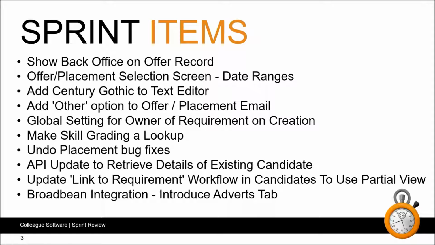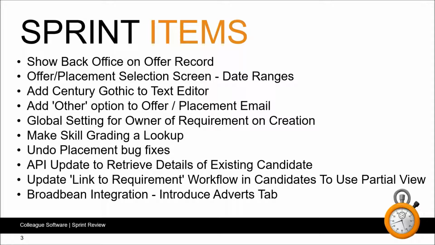Our API has been updated so that there's now a control for retrieving existing details from an existing candidate record. We've updated the link to requirement workflow against the candidate record so that this uses a partial view. This will include the ability to define whether you wish the candidate to be longlisted or shortlisted against the requirement. And we've started work on an adverts tab to the requirement record.